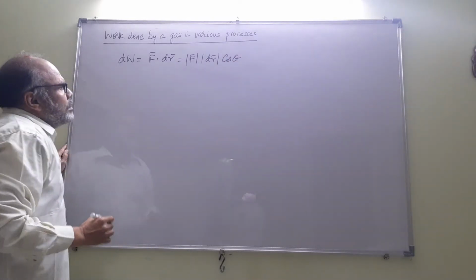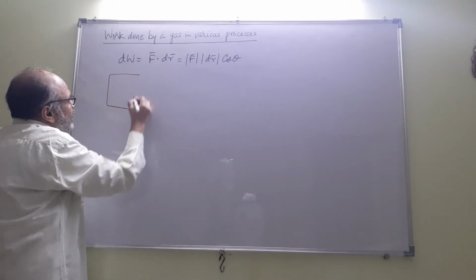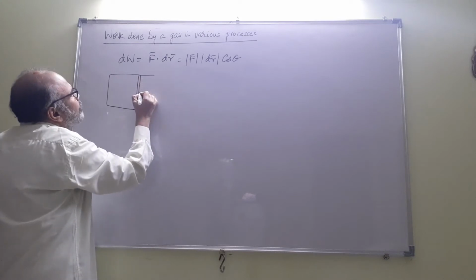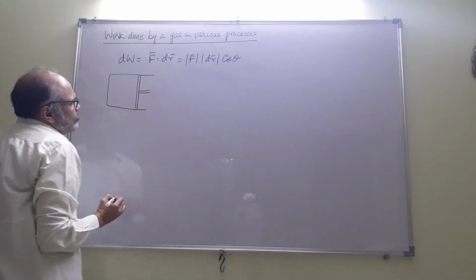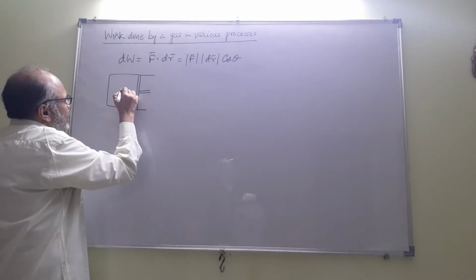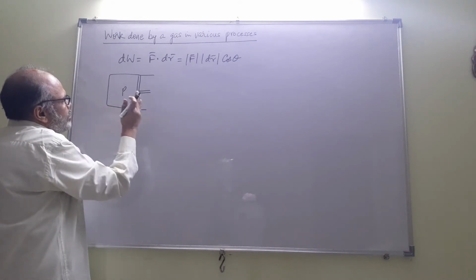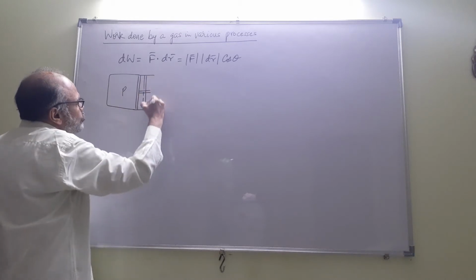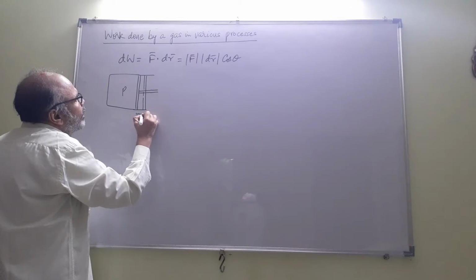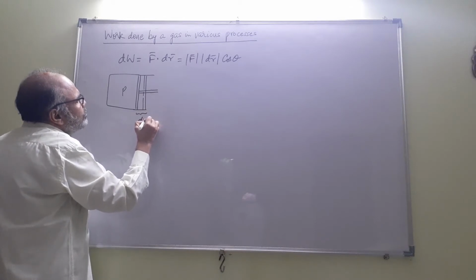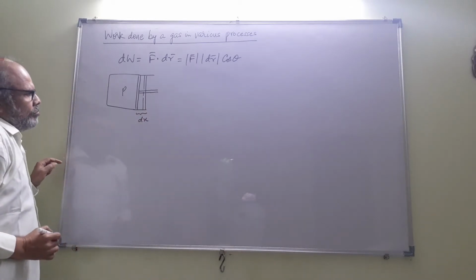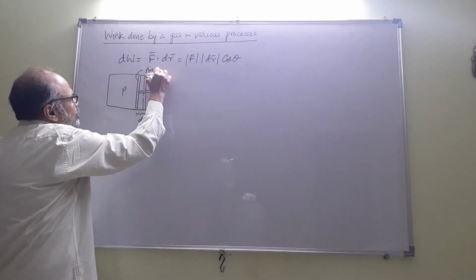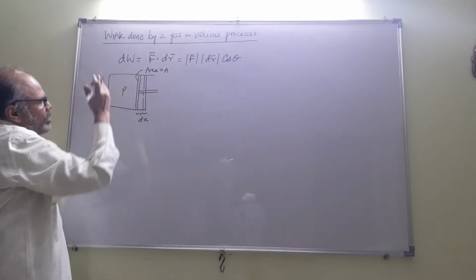Now, supposing we had a gas in a cylinder in which there is a piston, the gas is at pressure P, and due to the pressure P, the piston, let us say, moves to the right by a distance dx. Let the cross-sectional area of the piston be A.